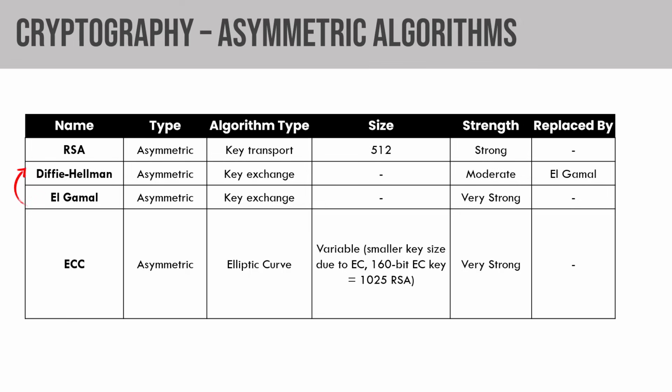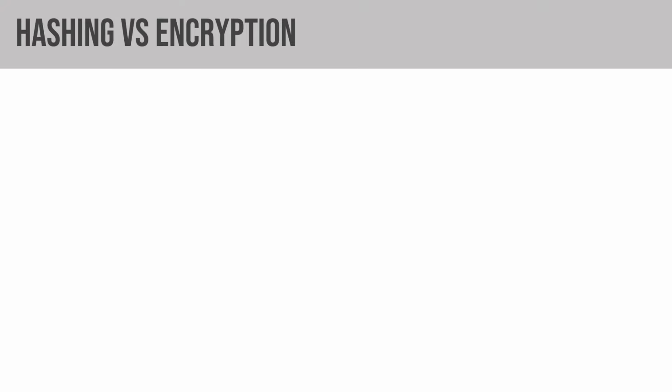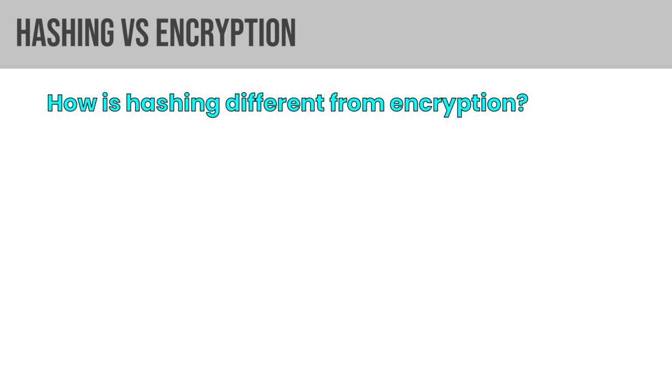So let's have a look at those now. Now, to really help you filter down to the right answers on the exam, I want to unpack some differences and common uses of the different types of cryptography. So let's start with hashing versus encryption. So how is hashing different from encryption?